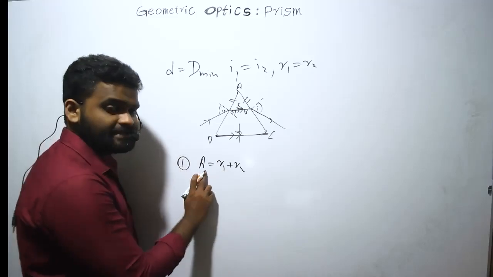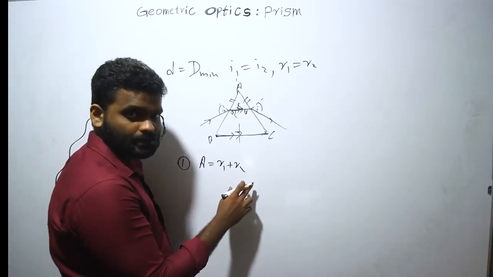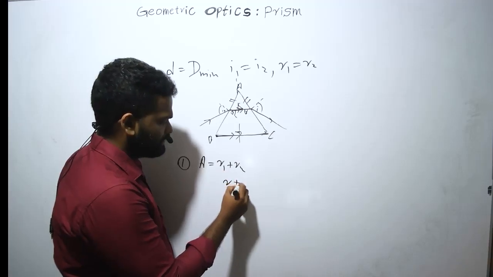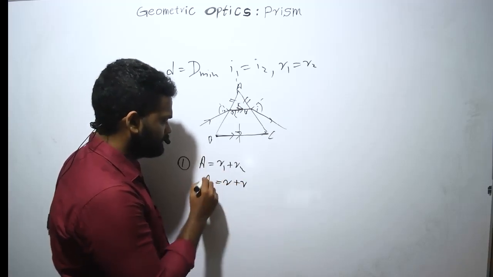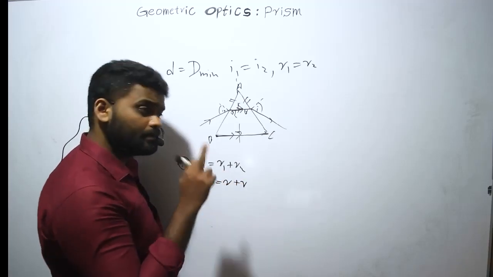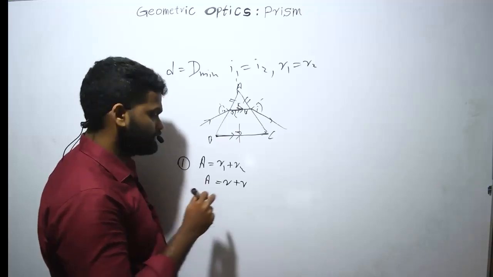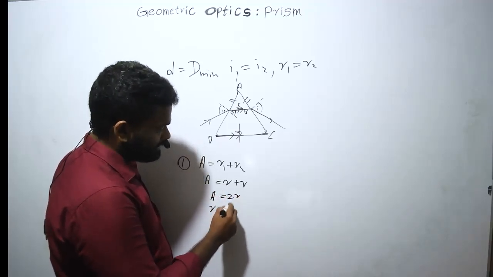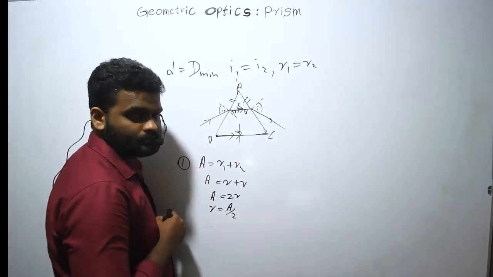So we know that A is equal to R1 plus R2. But here R1 is r, R2 also is r. These are only applicable for minimum angle deviation, right? So we have here 2r. Then r is equal to A over 2.